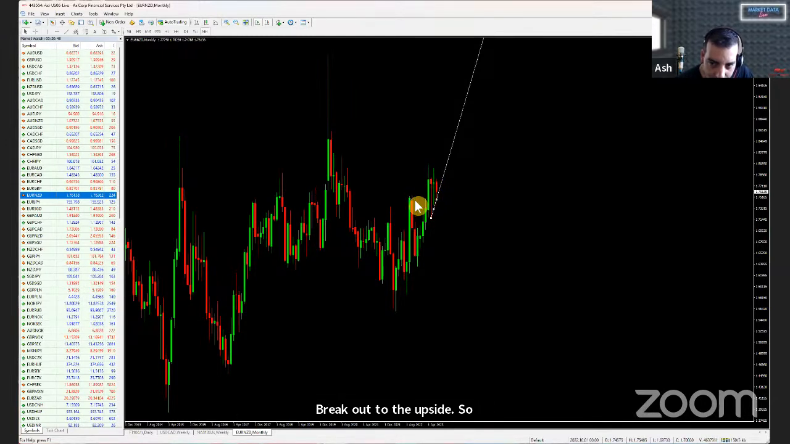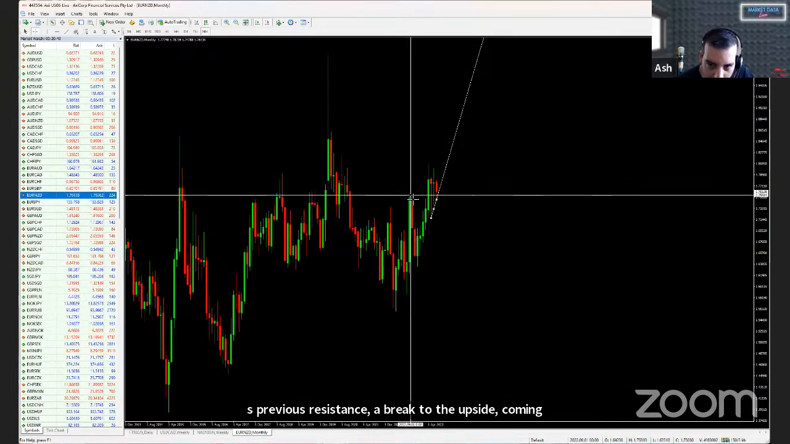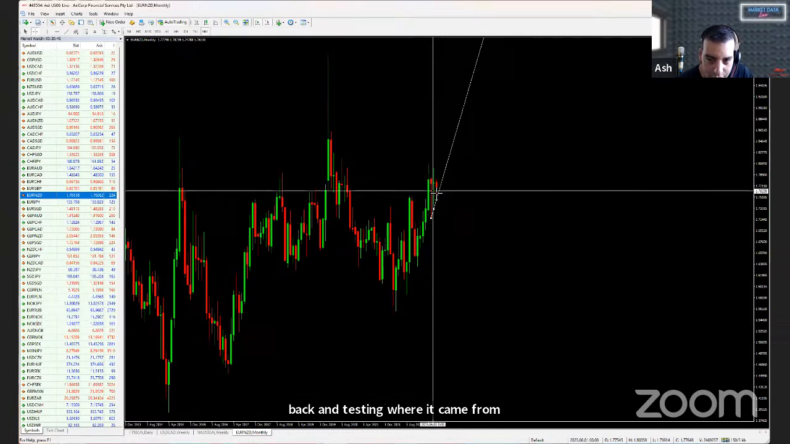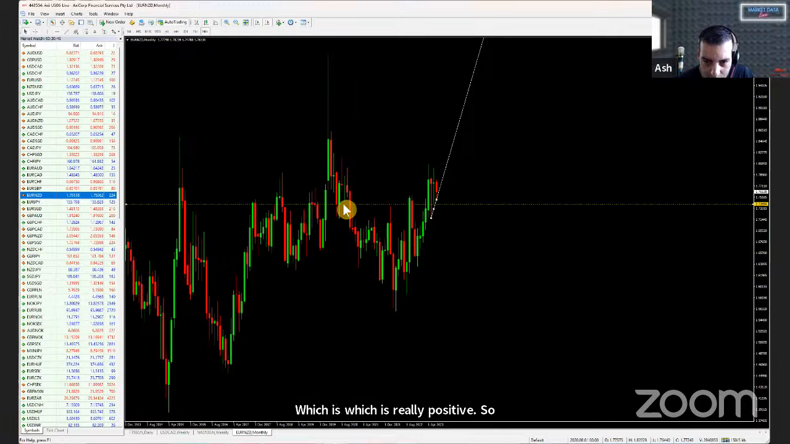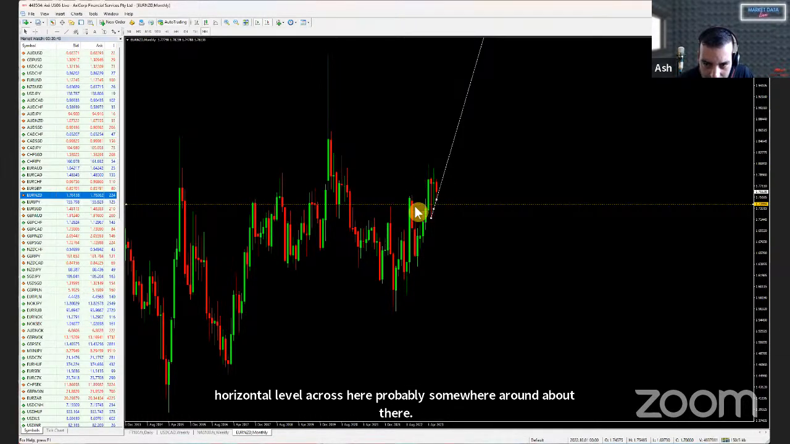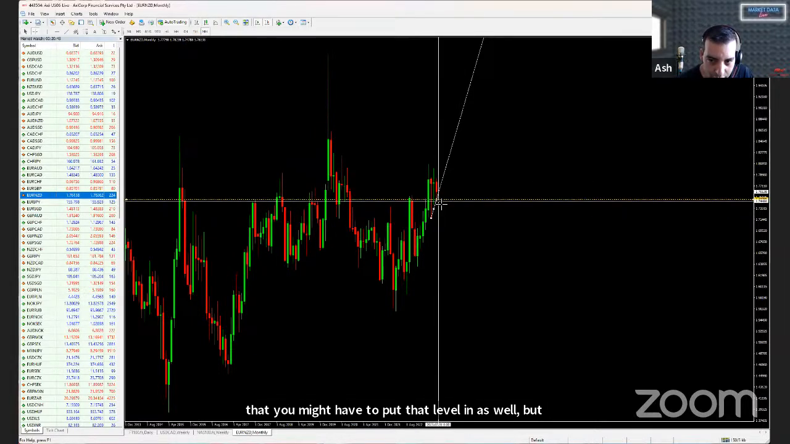So that's taking out this previous resistance, a break to the upside, coming back and testing where it came from, which is really positive. So, a nice horizontal level across here, probably somewhere around about there. It looks like it's tested it a few times. You could say that you might have to put that level in as well, but it's in and around this area where it's testing.